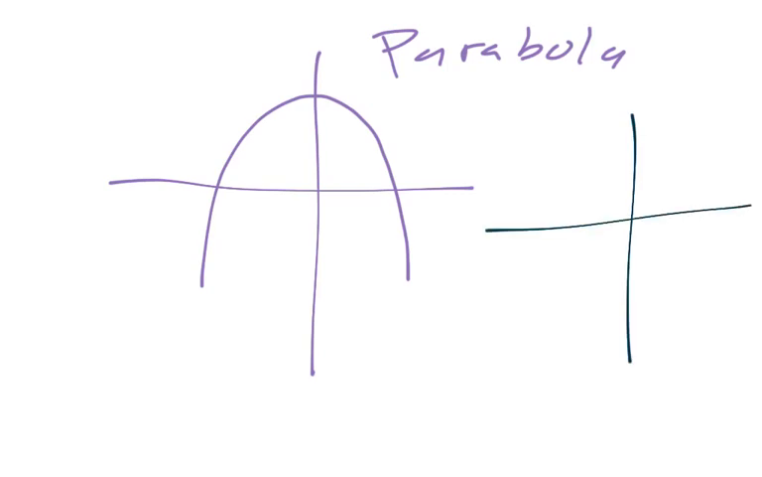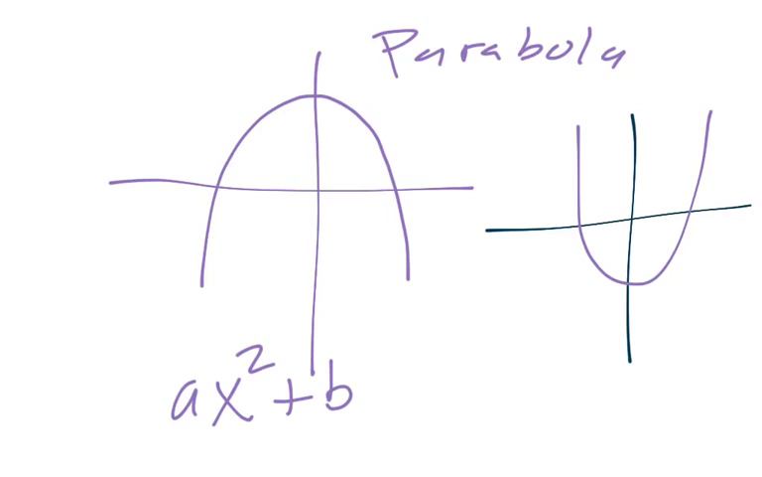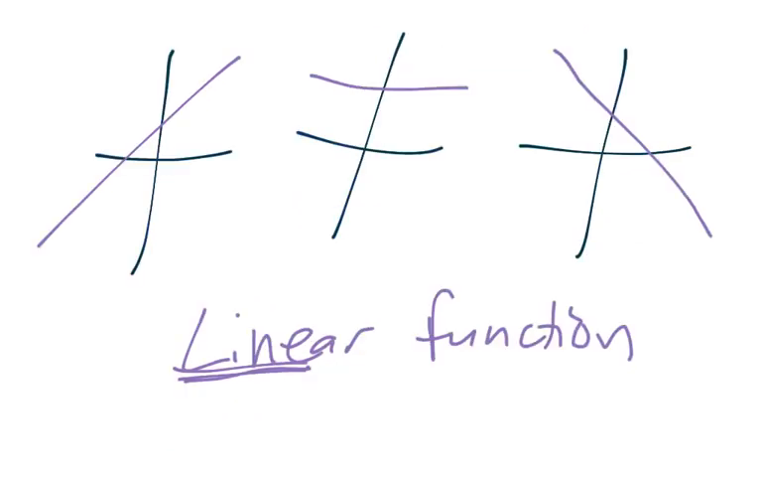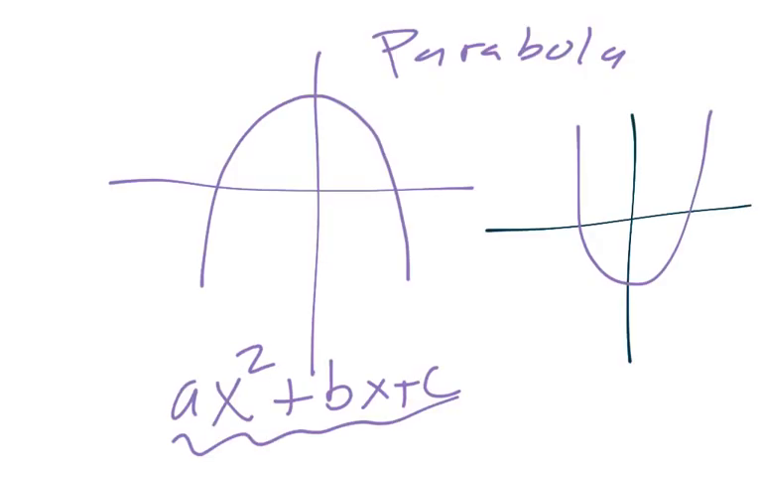This right here is an example of a parabola. This right here is another example of a parabola. And we have parabolas whenever there is a term with x squared: ax squared plus bx plus c. This is the equation for a parabola. Now these are all continuous functions: the parabolas here, and the linear functions here because they are straight lines.